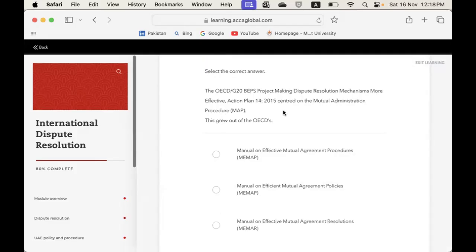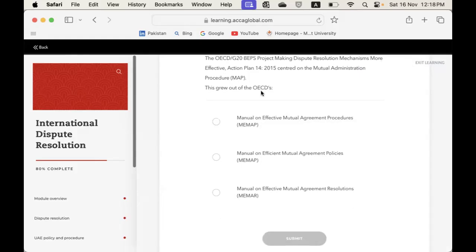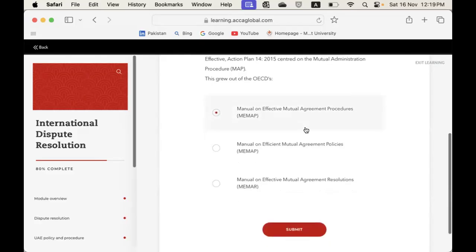Is it mutual administration procedure or mutual assistance procedure? This grew out of the OECD's manual on effective mutual agreement procedures. What would be the answer? I think this is the answer. Shall we try? Effective mutual agreement procedures. Okay.